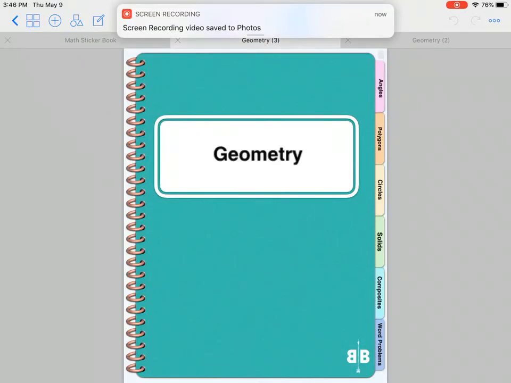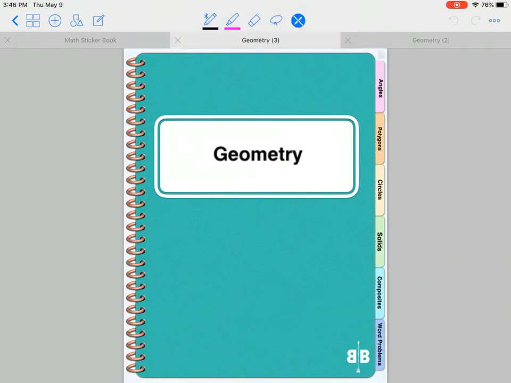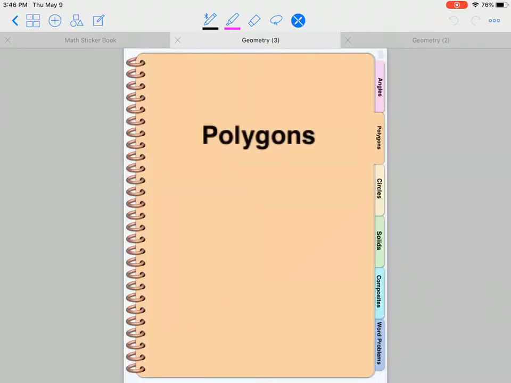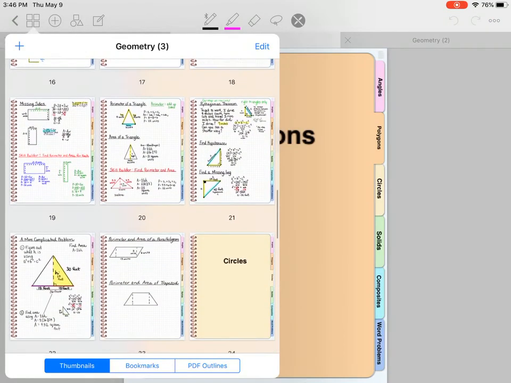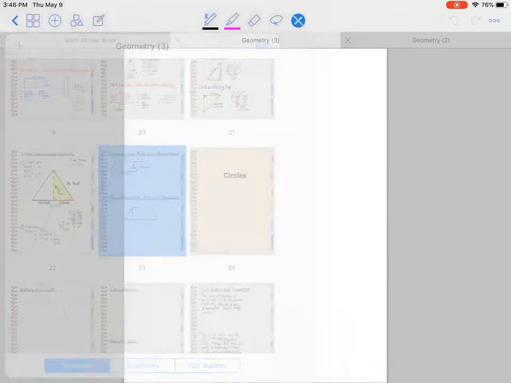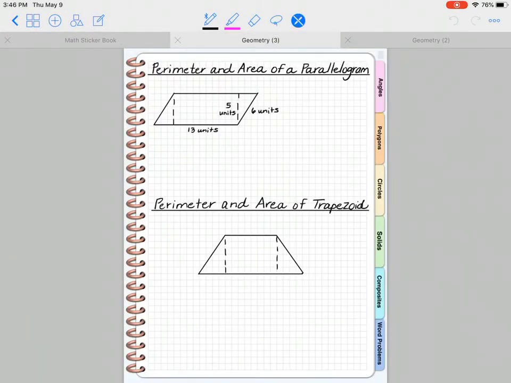Welcome to the last part of polygons. We have one more set of problems to do and you will have finished your second module. So I am in the polygons chapter, and rather than scroll through all of that, I'm just going to jump ahead to the next problem. And this is perimeter and area of a parallelogram, and then perimeter and area of a trapezoid.